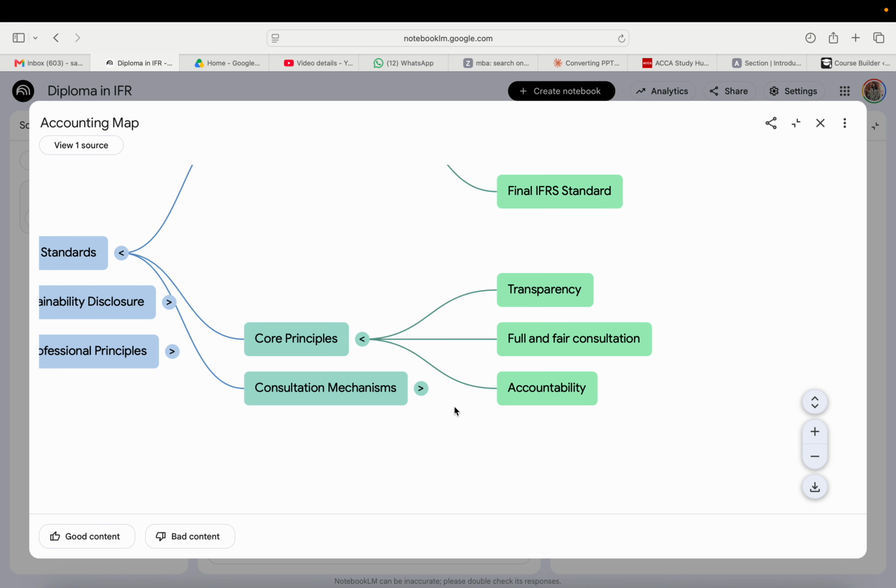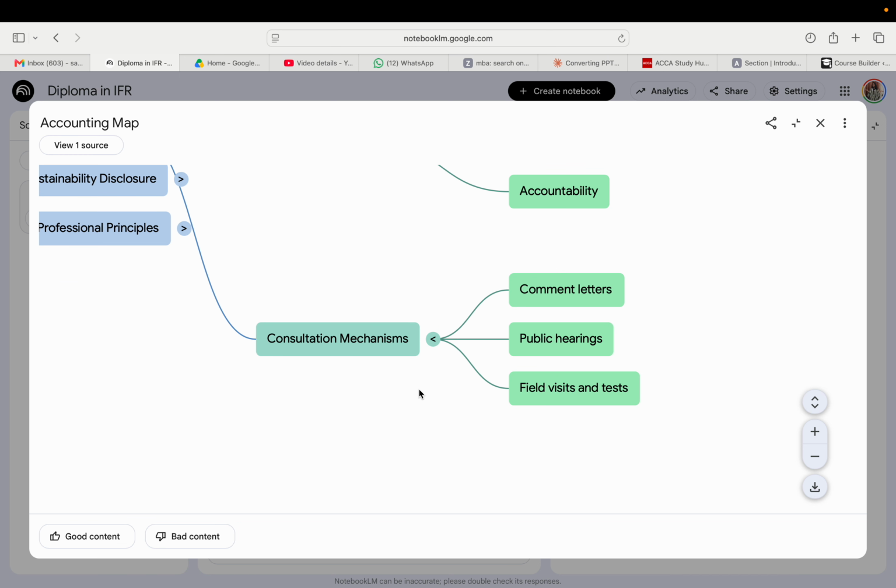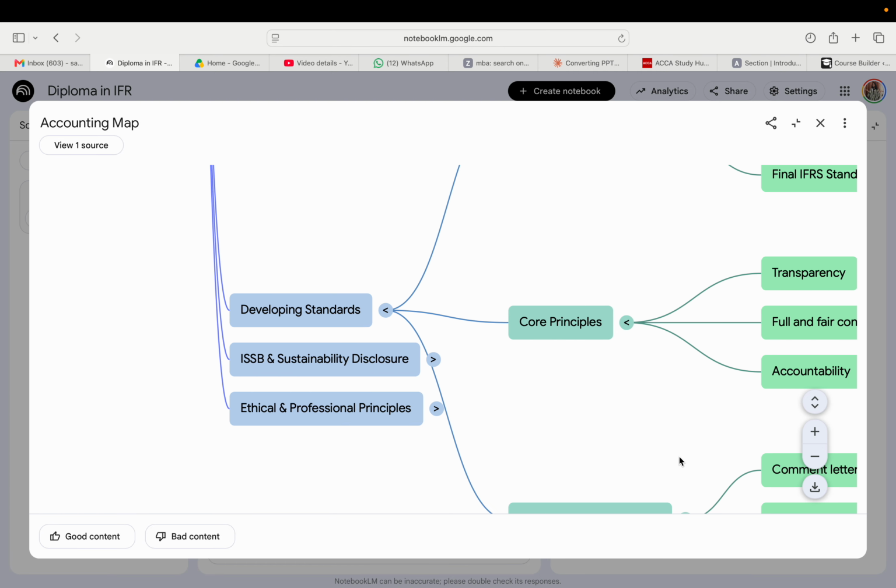Co-principle. When you are making the IFRS standards, it should be transparent. It should have a full and fair consultation from all the parties, and accountability has to be there. Then the consultation mechanism: you will give a comment letter, where within a certain period of time you should be able to get the feedback. Based on that, you will react. Public hearings, it will go to public hearings, and you will do field visits and tests to consult.